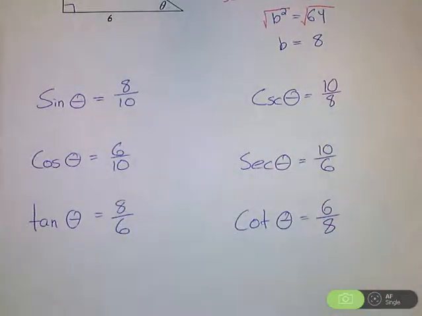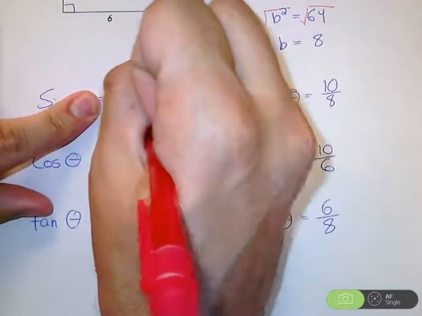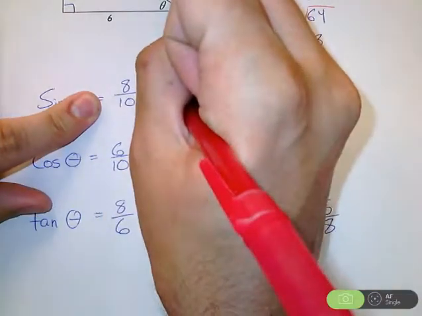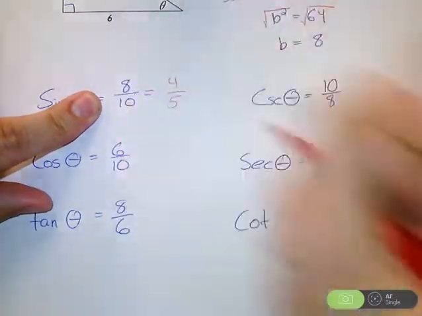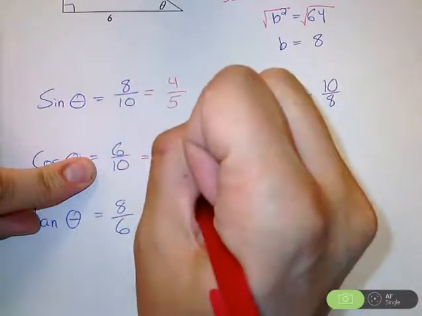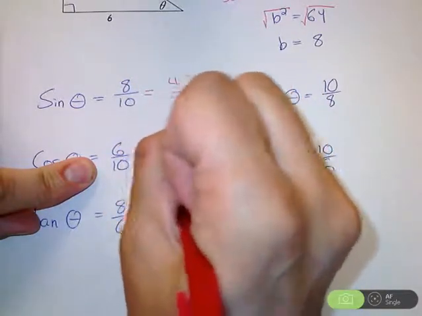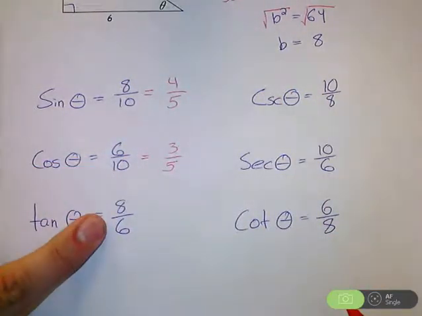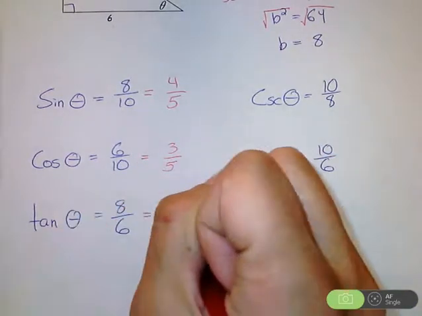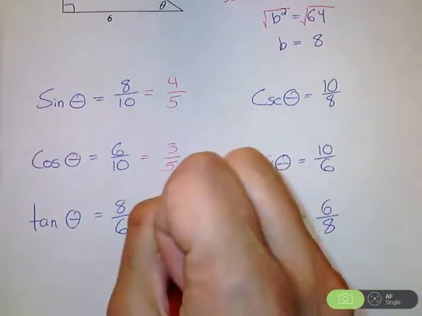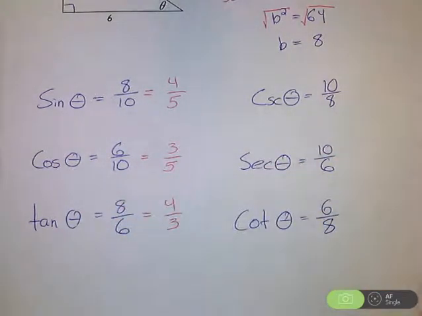Once I have all 6 trigonometric functions filled in, that's when we're going to start trying to simplify these fractions, see if we can reduce. And what we're going to see on this example is all of them can reduce. 8 over 10 is going to reduce to 4/5. 6 over 10 is going to reduce to 3/5. Tangent, we have 8 over 6. That's going to reduce to 4/3. And I'm going to take care of these 3 over here.